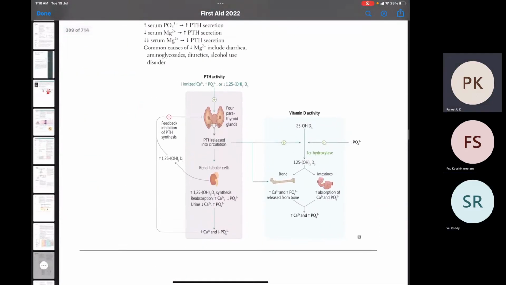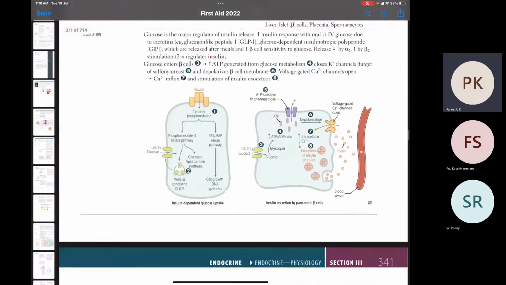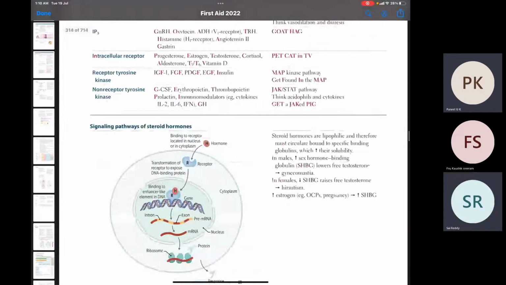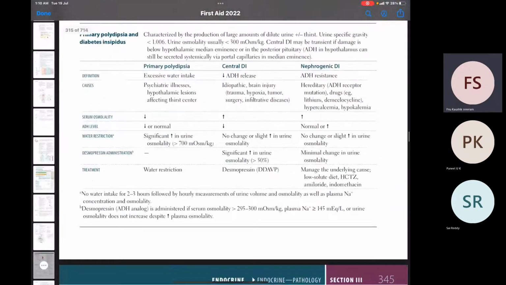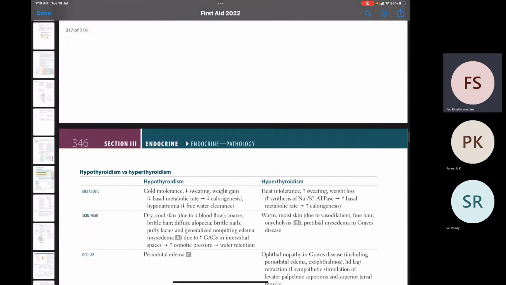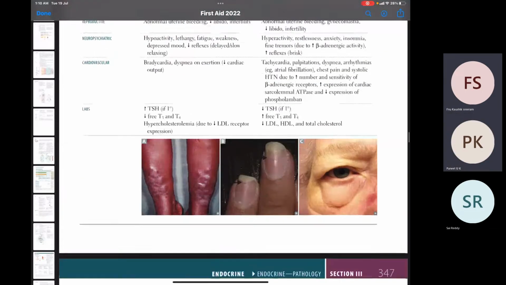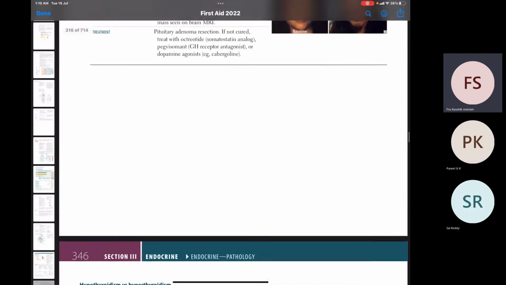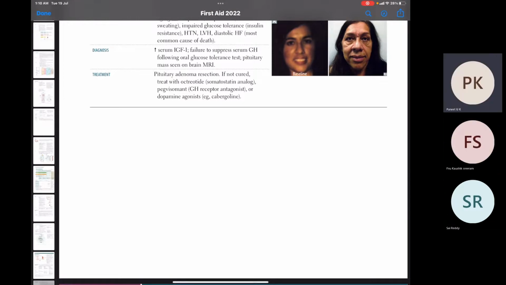Okay, so now we learn about hypo and hyperthyroidism. One of you tell hypo, one of you tell hyper. In hyperthyroidism, basic metabolic rate will be increased. So there will be weight loss, intolerance to heat, and exophthalmos. Then what else? Now tell all of the eye signs.